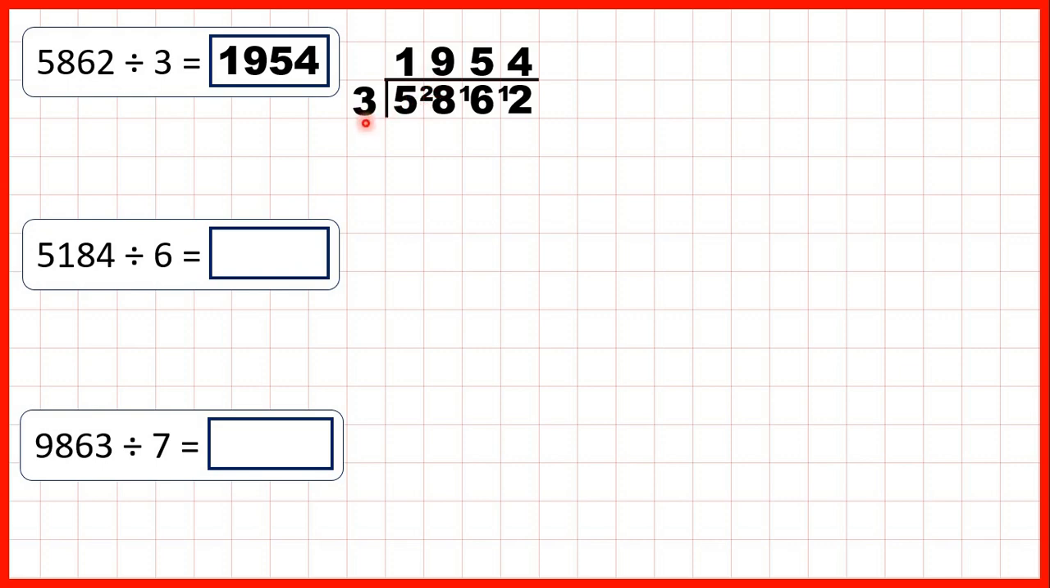The one thing to remember when we're dividing using short division is that the remainder will always be less than the divisor. So because we're dividing by 3, if we get a remainder, the remainder can only be 1 or 2. It can't be 3 or more.